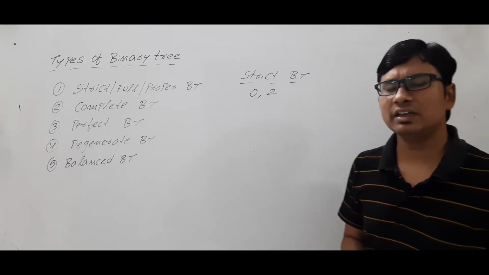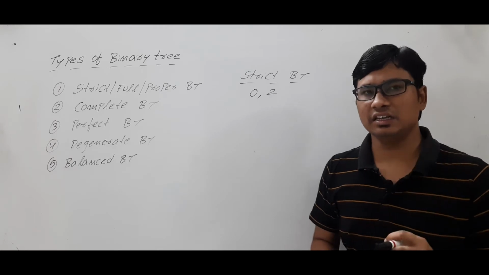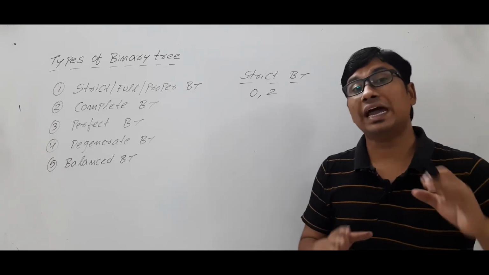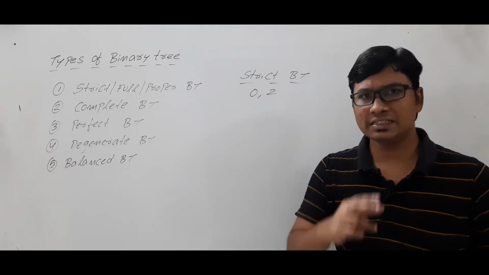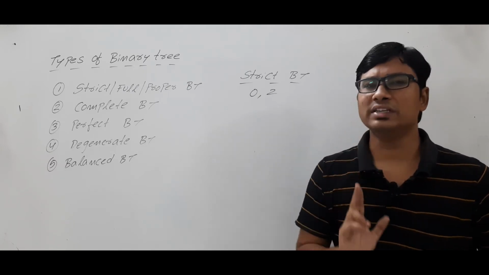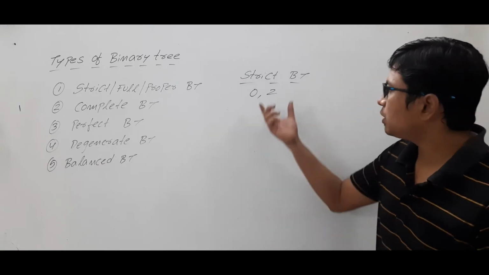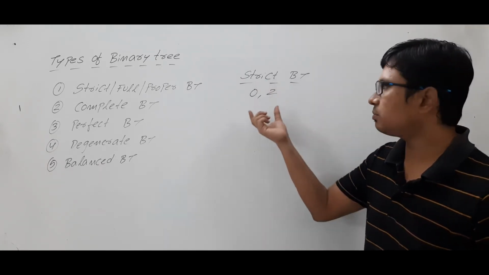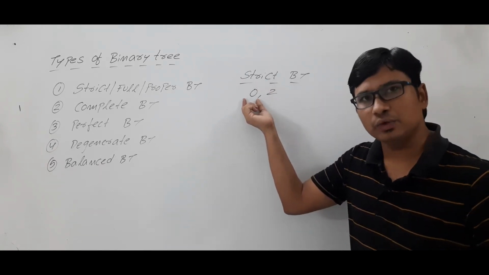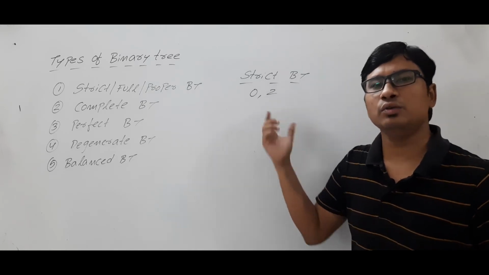What is a binary tree? A binary tree is a tree where each node can have at most 2 children. At most 2 means it can have 0 children, 1 child, or 2 children. That one we will call a binary tree. But what is the restriction we are keeping in the strict binary tree? A node can have either 0 children or 2 children.